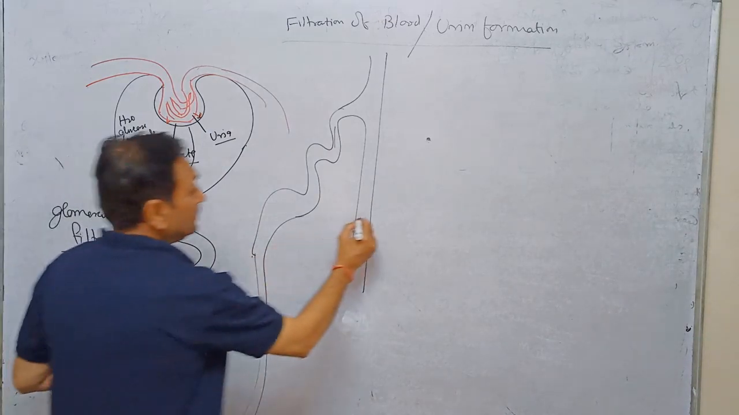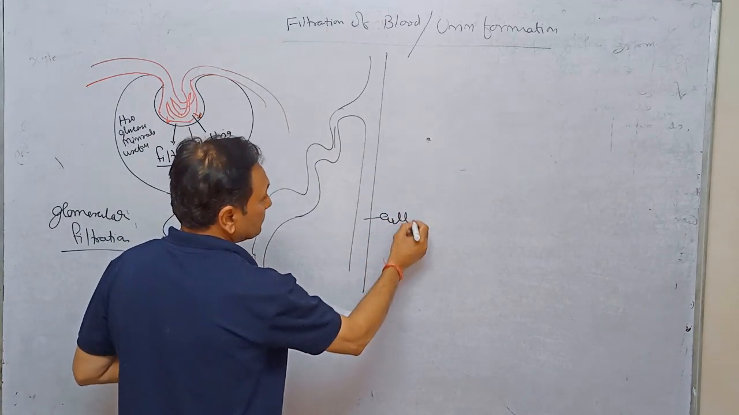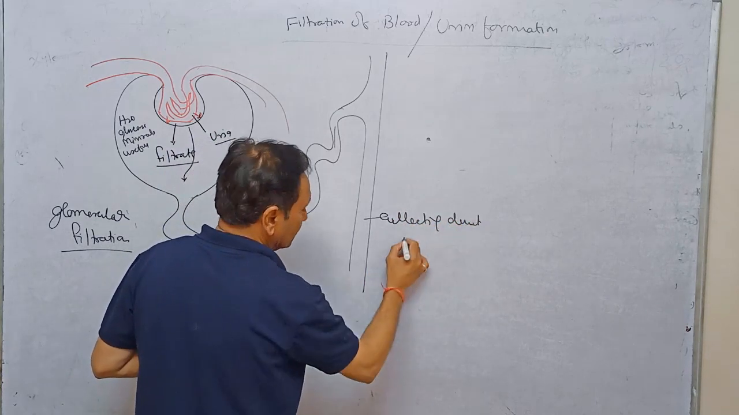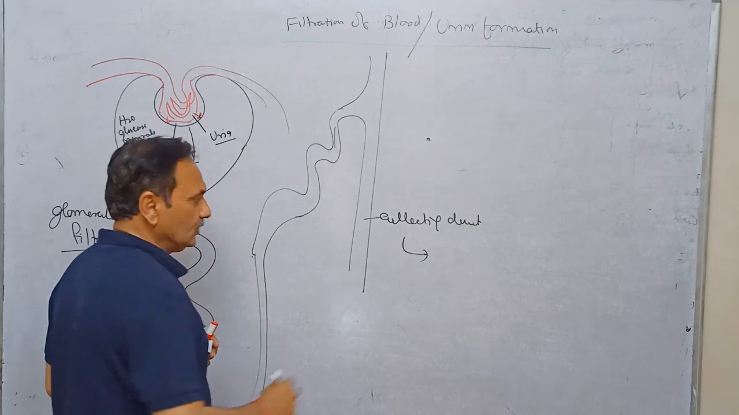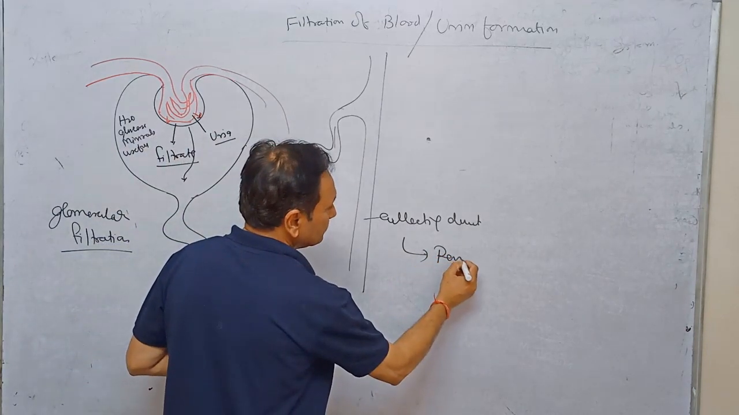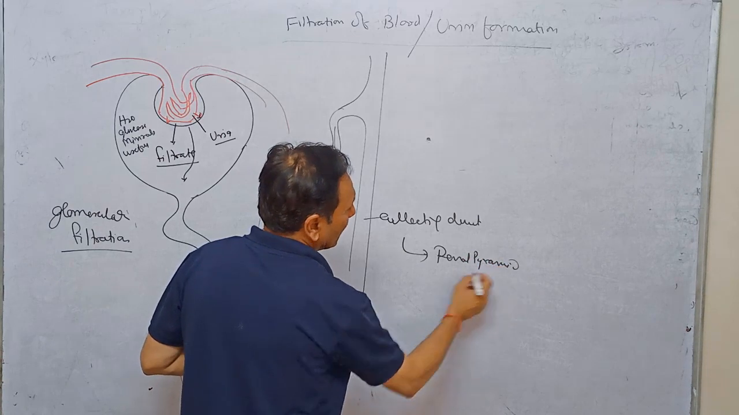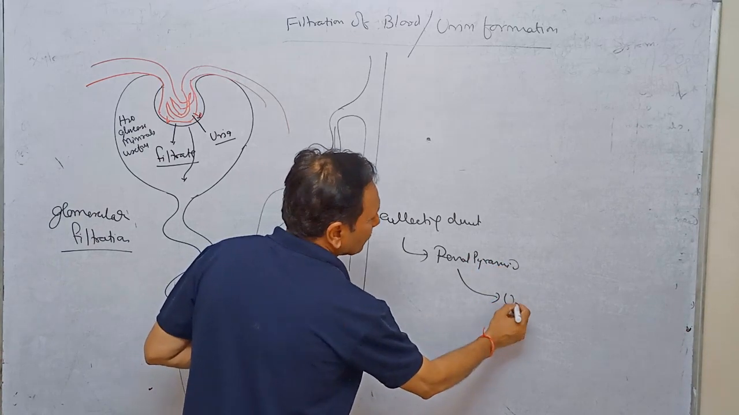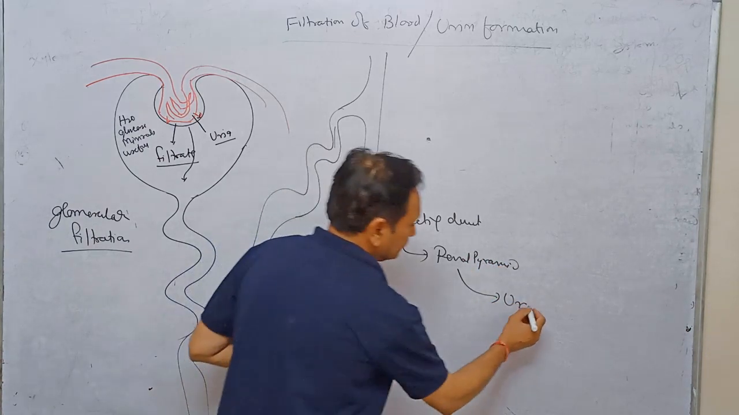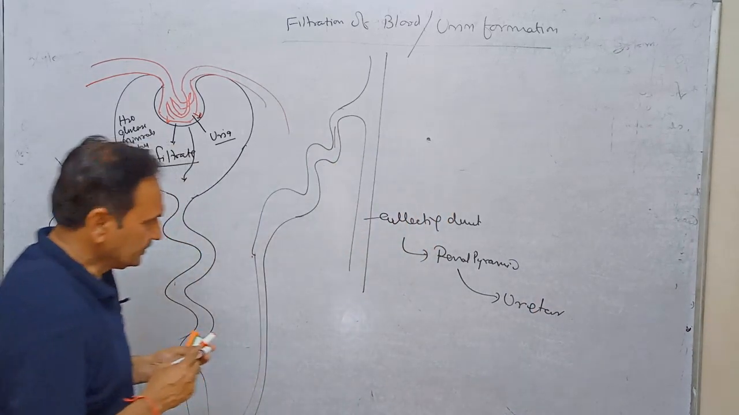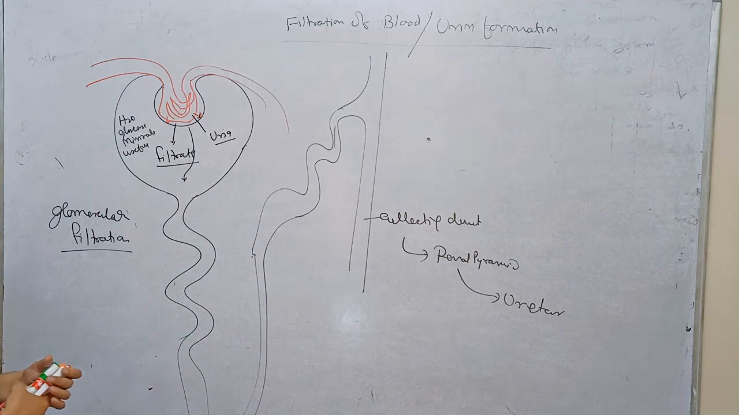You know that this is the collecting duct. The collecting duct ultimately opens into the renal pyramid, and from there to the ureter through the minor calyx, major calyx, etc. This is the route of the filtrate.